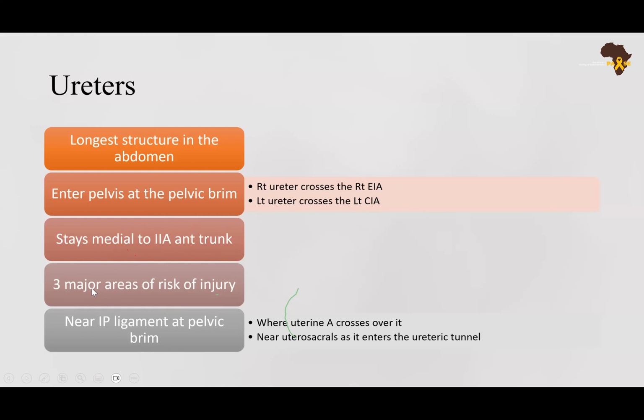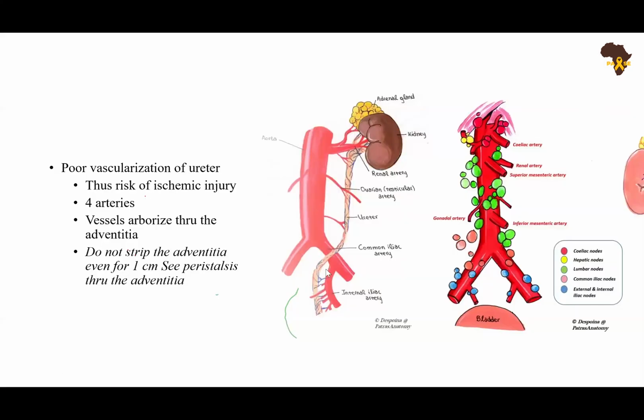There are three major areas of risk of injury: near the IP ligament at the pelvic brim, where the uterine artery crosses over it, that is at the entrance, where in a hysterectomy you're going to have to ligate the uterine artery. If you go too low or too lateral, you're going to get the ureter there. And near the uterosacrals as it enters the ureteric tunnel. So it's important to know that the vascularization of the ureter is mainly from the renal artery, the ovarian artery, the iliacs, and then the uterine artery.